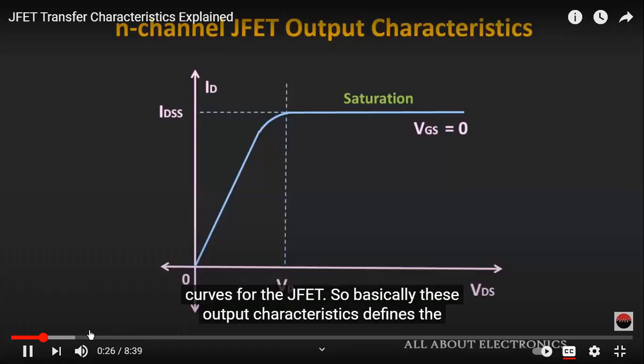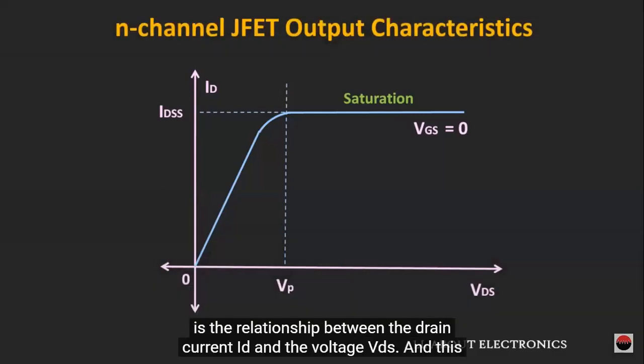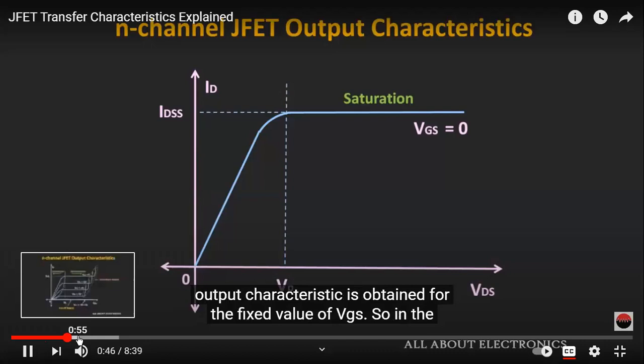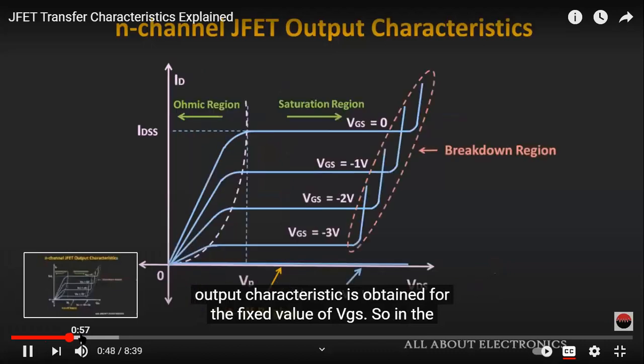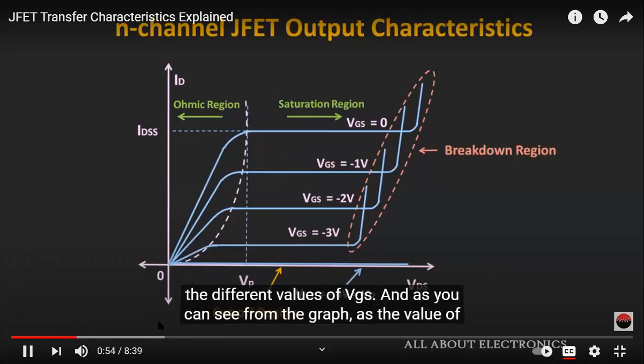For the JFET, this output characteristic defines the relationship between the two output quantities. And in case of the JFET, it is the relationship between the drain current ID and the voltage VDS. And this output characteristic is obtained for the fixed value of VGS. So in the previous video, we have found the output characteristics of this JFET for the different values of VGS.